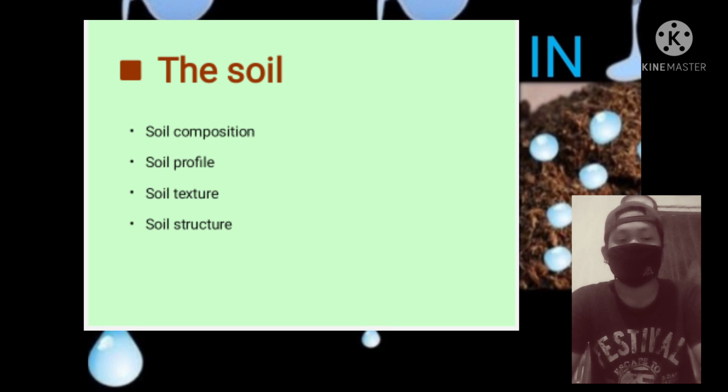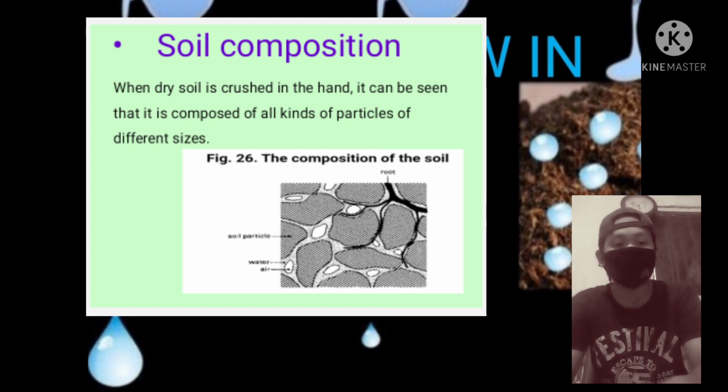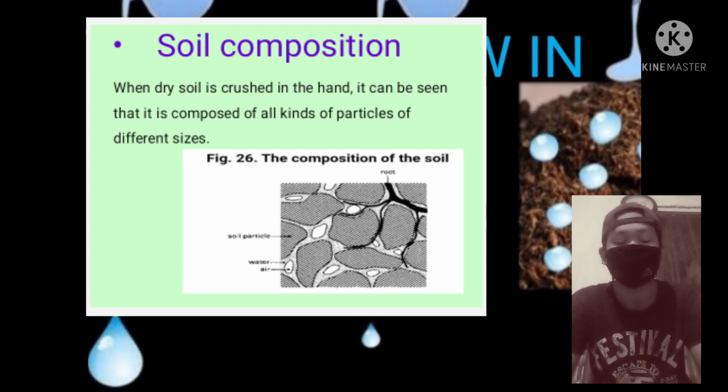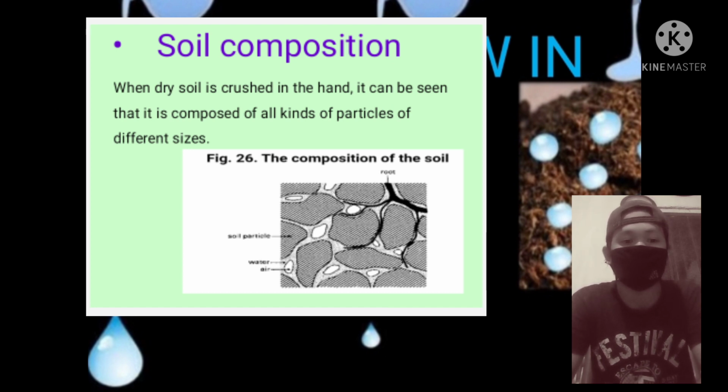First one is the soil. The soil has 4 parts. First one is combination, soil compositions, soil profile, and soil textures and soil structures. The soil compositions. Look at the pictures of the soil composition. When dry soil is crushed in the hand, it can be seen that it is composed of all kinds of particles of different size.